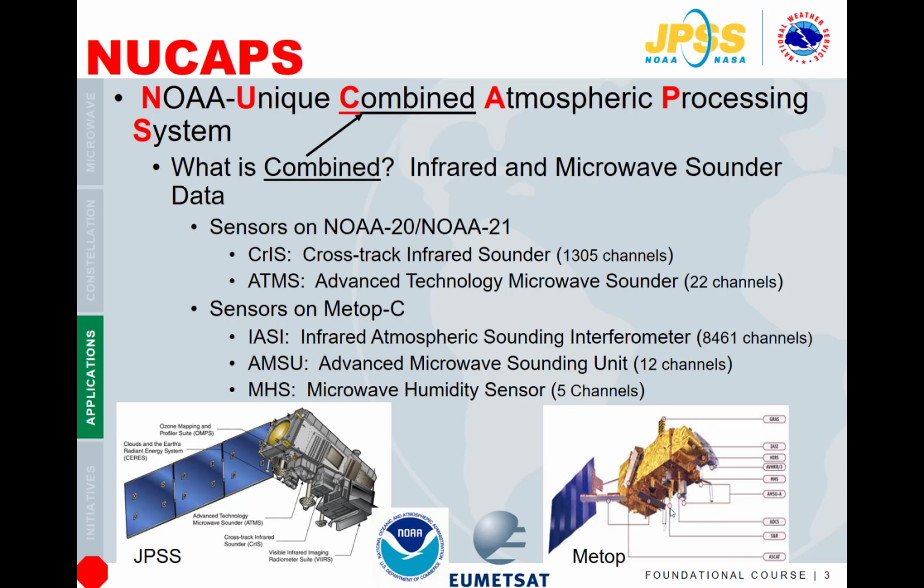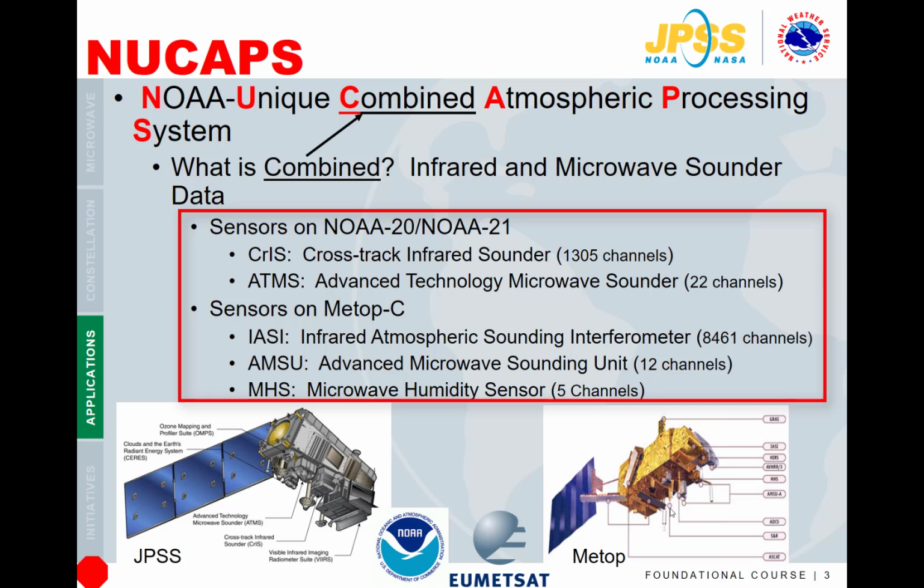NUCAPS is an acronym: NOAA Unique Combined Atmospheric Processing System. It combines information from infrared and microwave sounders that fly on polar orbiting satellites to create vertical profiles of temperature and moisture. In 2025, those satellites are NOAA-20 and NOAA-21 from the US and Europe's MetOp-C. The instruments used are listed on the slides. There are infrared sounders and microwave sounders.